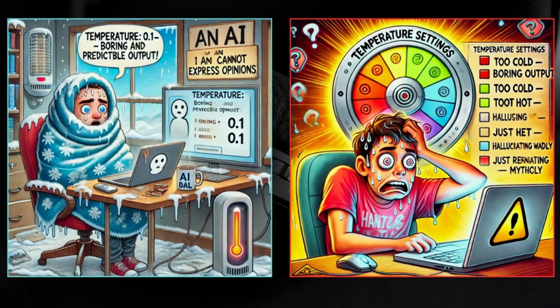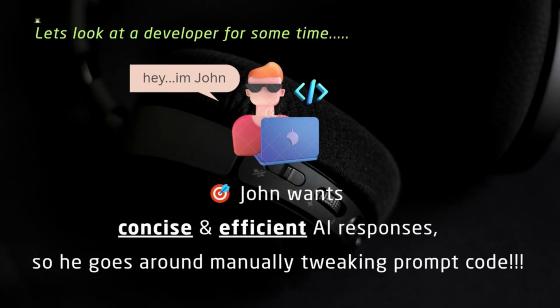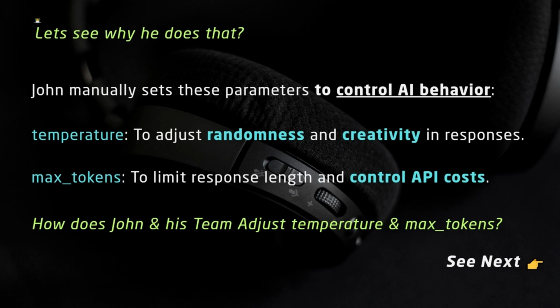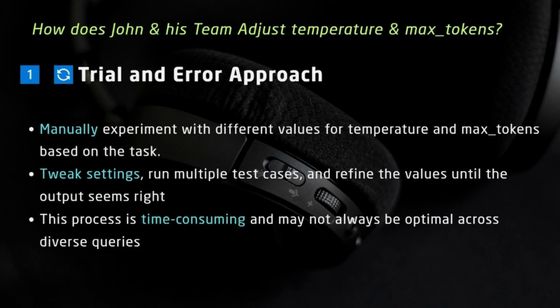Developers struggle with optimizing AI prompts. The manual trial and error approach is inefficient, costly, and unpredictable. Meet John, an AI developer. His team spends hours tweaking temperature, max tokens, and other parameters just to get the right response from AI. Sounds familiar, right? The team is on a mission to get the perfect AI response. But there's a problem. They have no idea what the best settings are. So what do they do? Let's take a look.